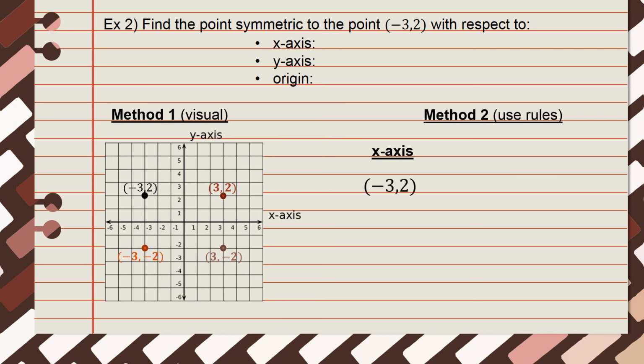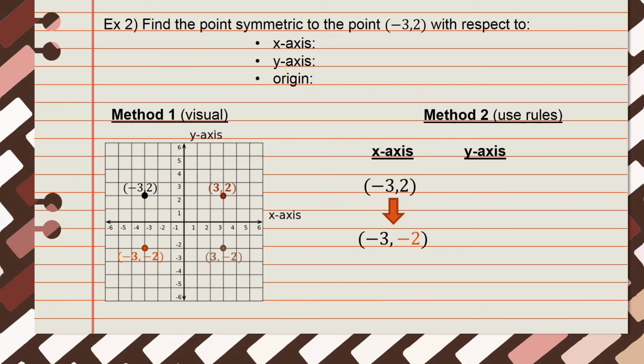For the x-axis, we were given the original point of negative 3, 2. We learned that to find it symmetric to the x-axis, we simply plug in a negative y. All that simply means is negative is the same thing as the opposite. So look at your y value of 2. What is the opposite of a positive 2? Negative 2. So the corresponding symmetric point would be negative 3, negative 2.